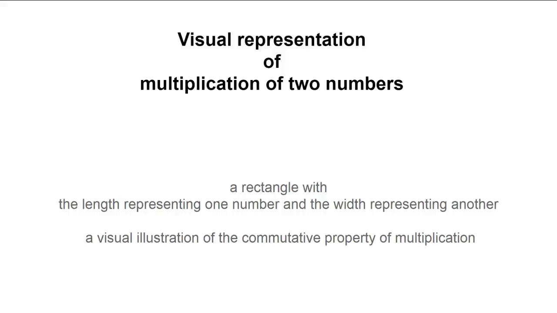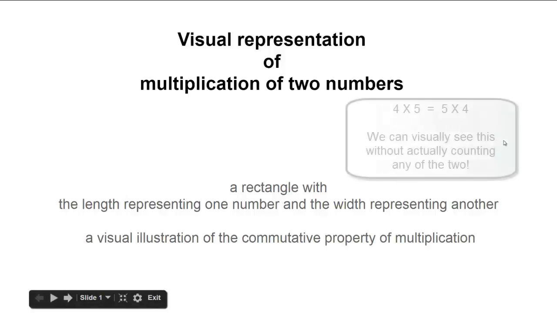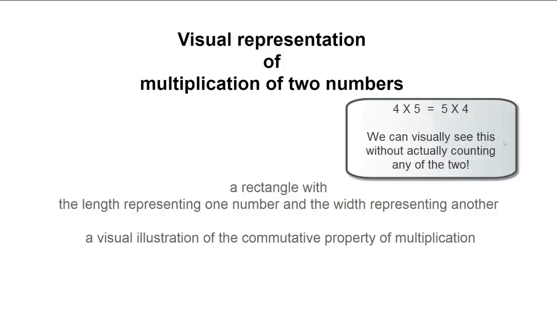That is to say, the order of multiplying the two numbers doesn't matter. For example, 4 times 5 is exactly the same as 5 times 4. And to see that through the visual, we don't need to know either 4 times 5 or 5 times 4. Let's see how.